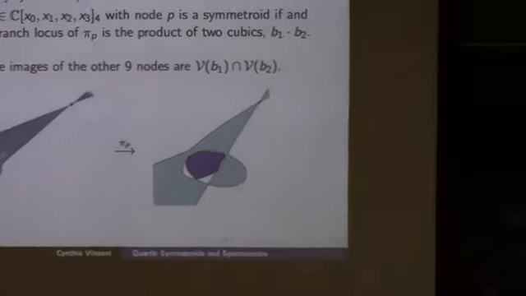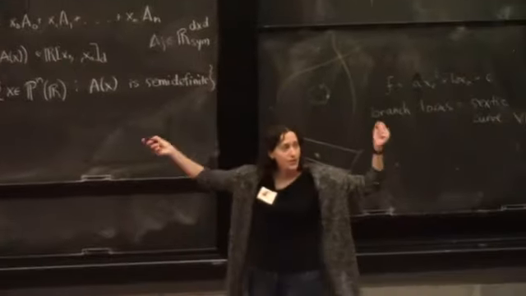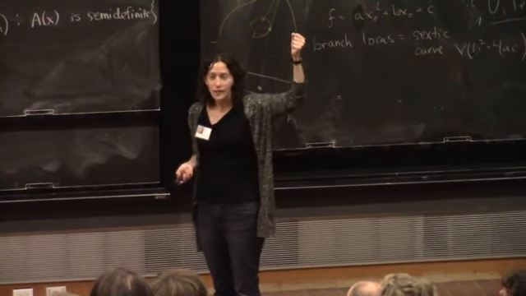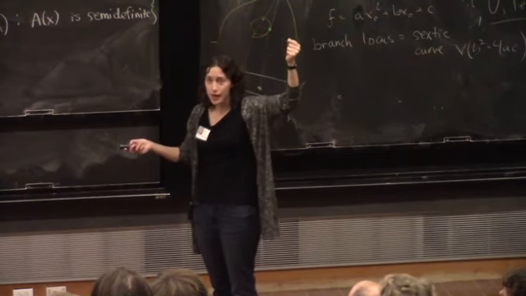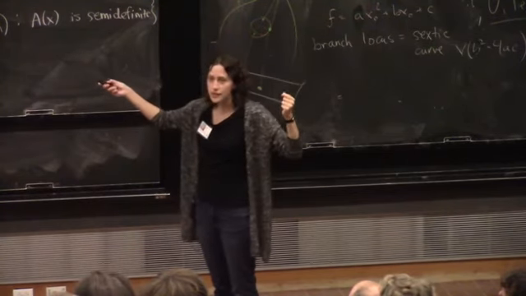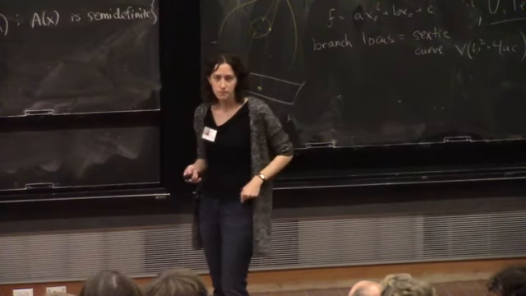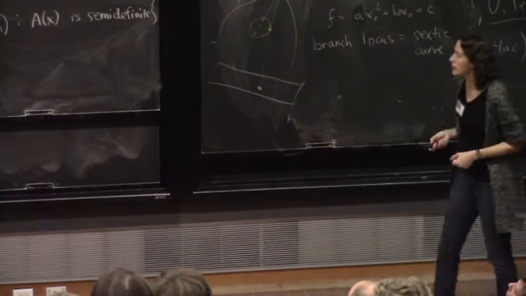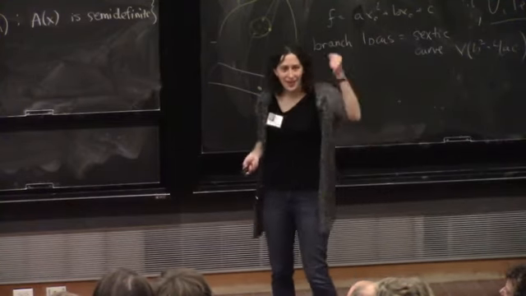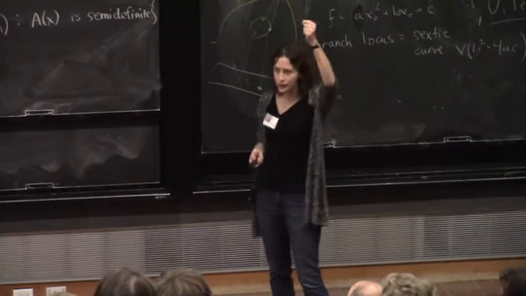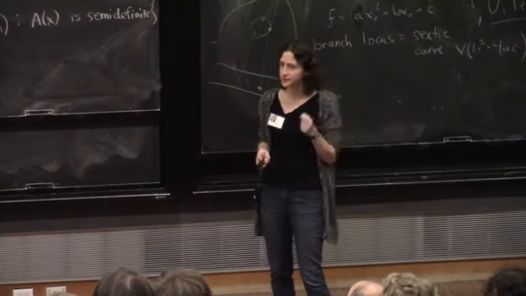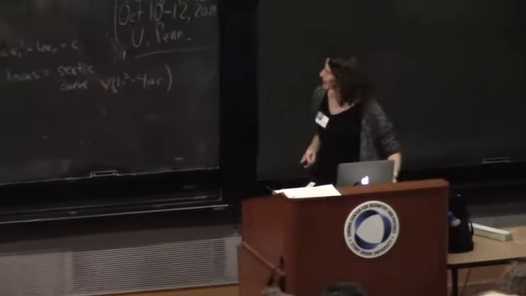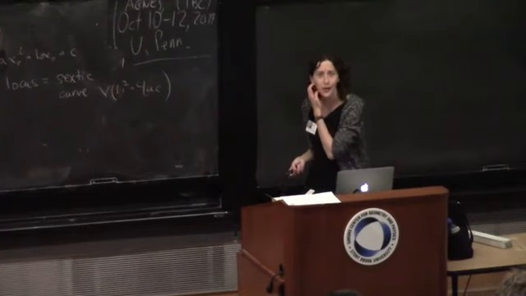If you had a symmetroid, you have 10 nodes; you pick one and project from it, and there are 9 other nodes. The images of those other nodes under the projection are exactly the 9 intersections of these two cubic curves. So you have a lot of control. Once you get a handle on that node and you study this projection, you have a lot of control over what's going on with the complex surface. And so what we want to do is study what happens to all of this over R.